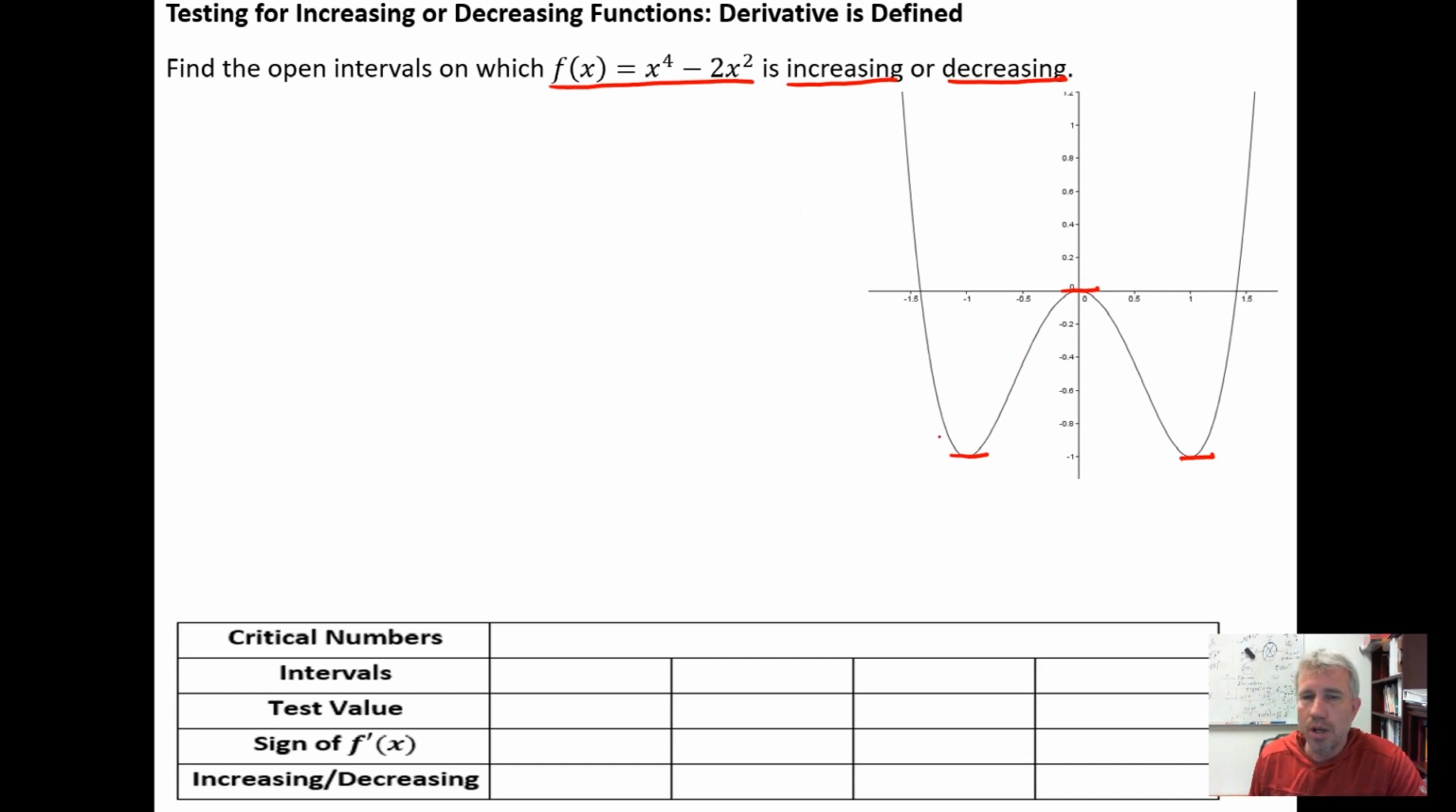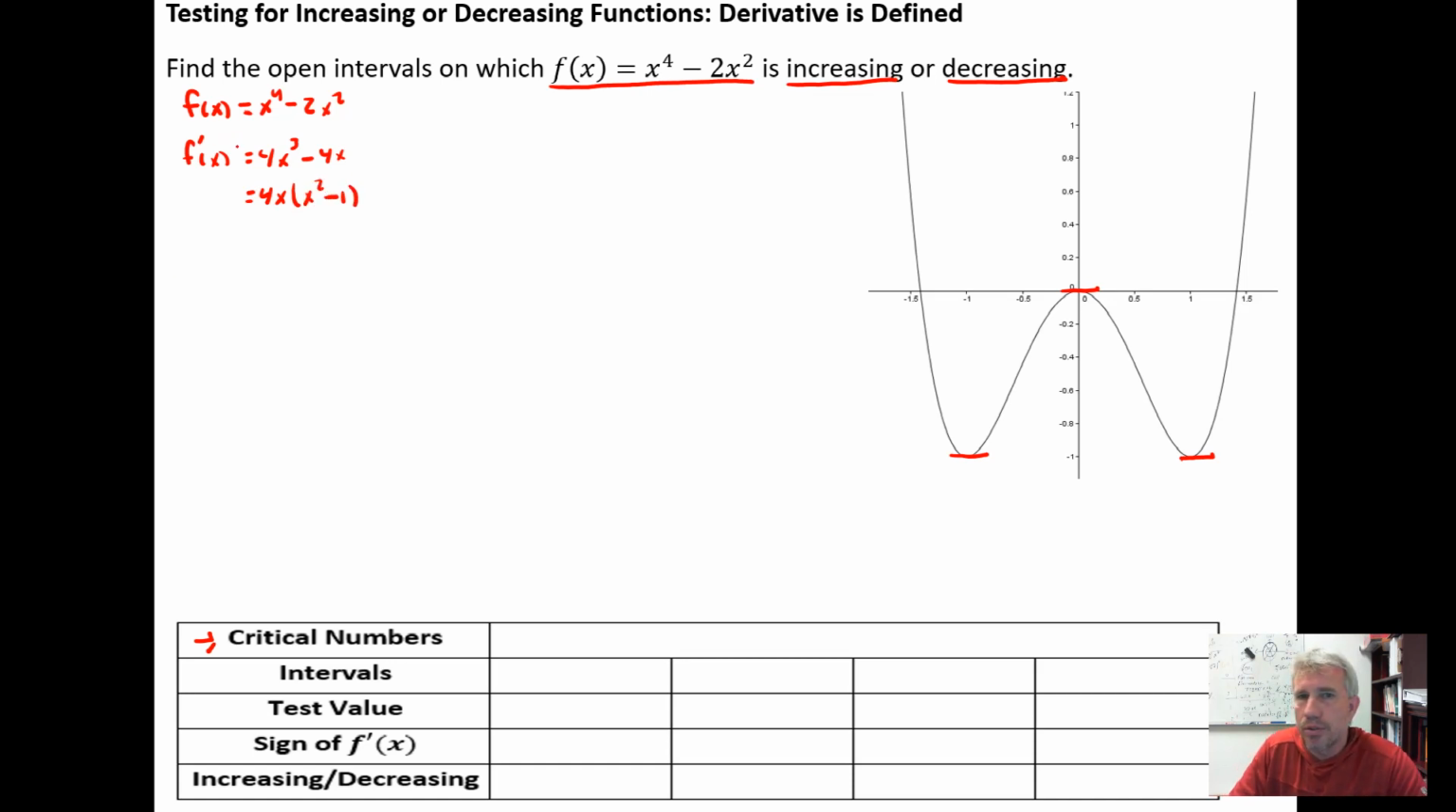So step 1, find the critical numbers. So you take your function, you then find the derivative of the function, which is going to be 4x cubed minus 4x, which in factored form would be 4x times x squared minus 1.